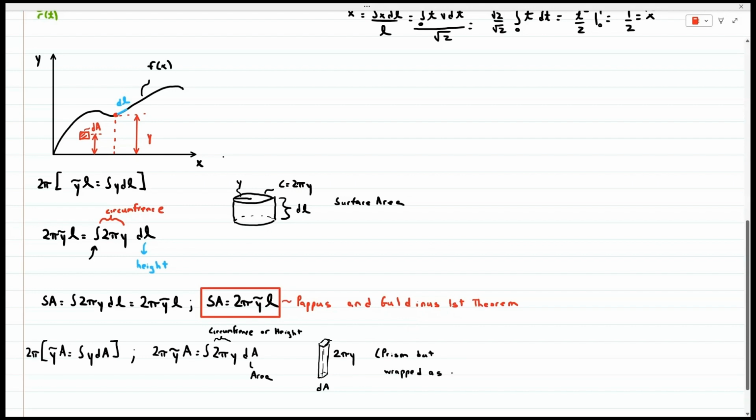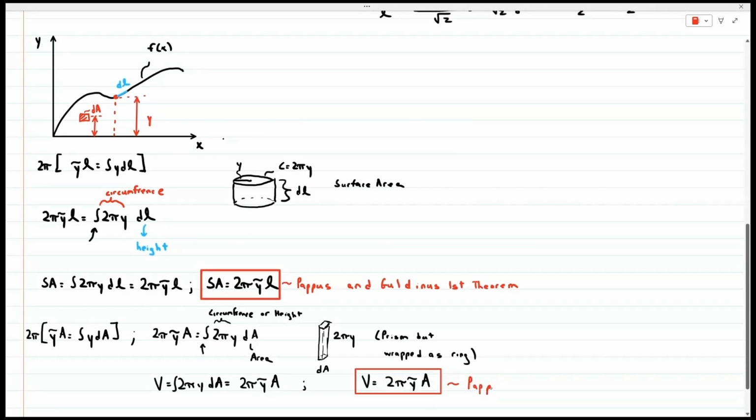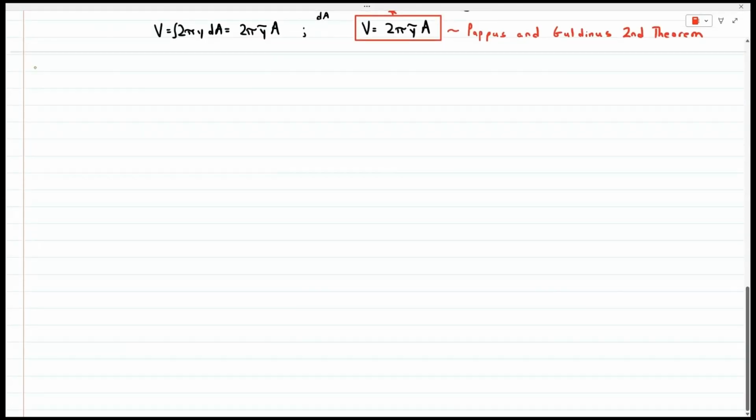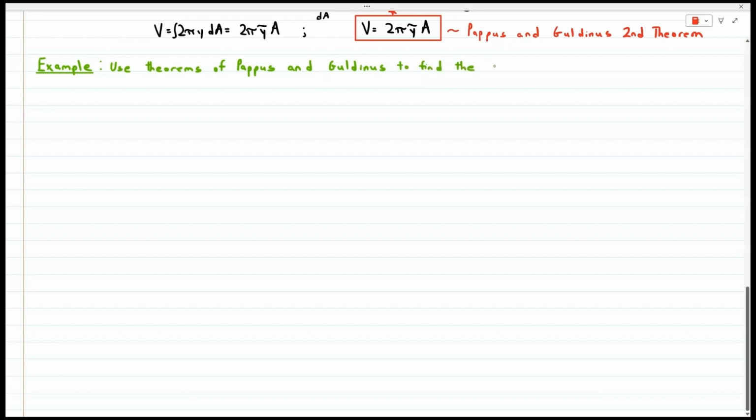If we sum up all these volumes or all these rings, what we'll be able to get is the total volume. This is called the second theorem of Pappus and Guldinus. So this is one of the applications of finding centroids, and it's used to find volumes and areas of surfaces of revolution. One popular surface of revolution is a can of soda.